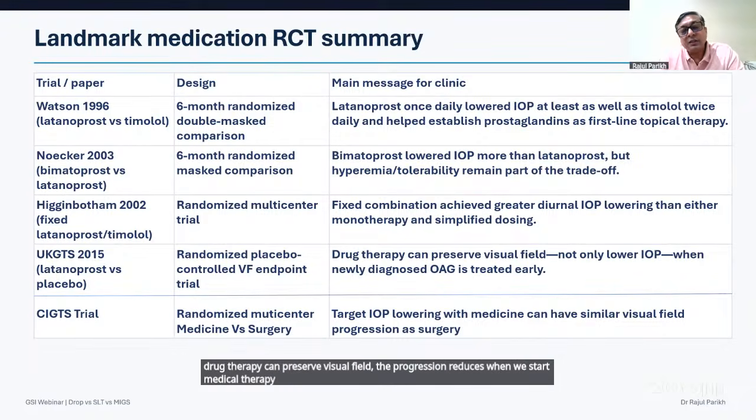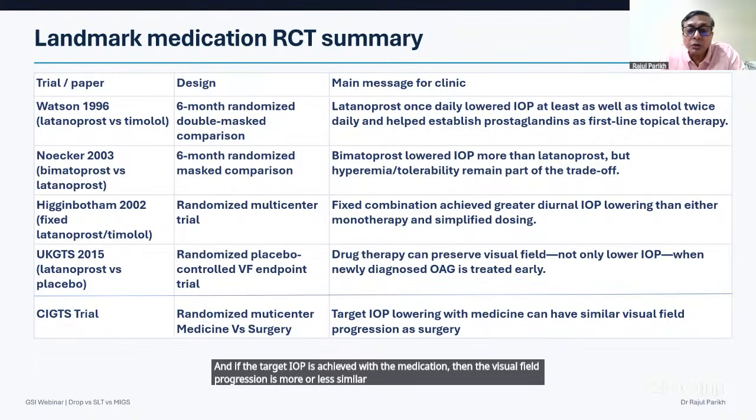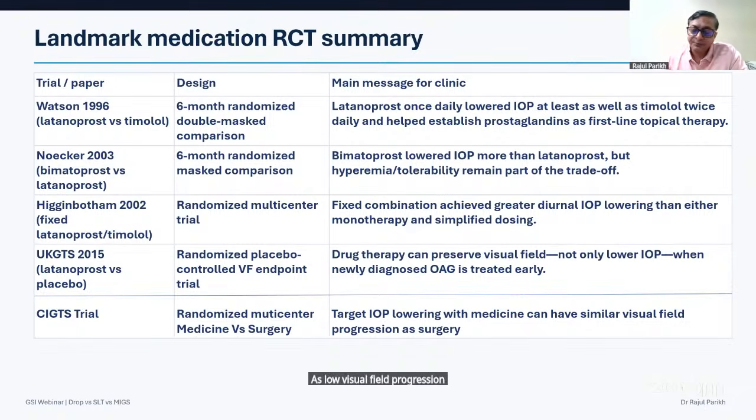And CIGTS. And why did I keep CIGTS? CIGTS was drug versus surgery, but they had a target IOP calculation for every patient. And if the target IOP is achieved with the medication, then the visual field progression is more or less similar in the medication group also. So it's a very strong contender that medication first is good, because if you achieve target IOP, then the patient can have as low visual field progression as with surgery.